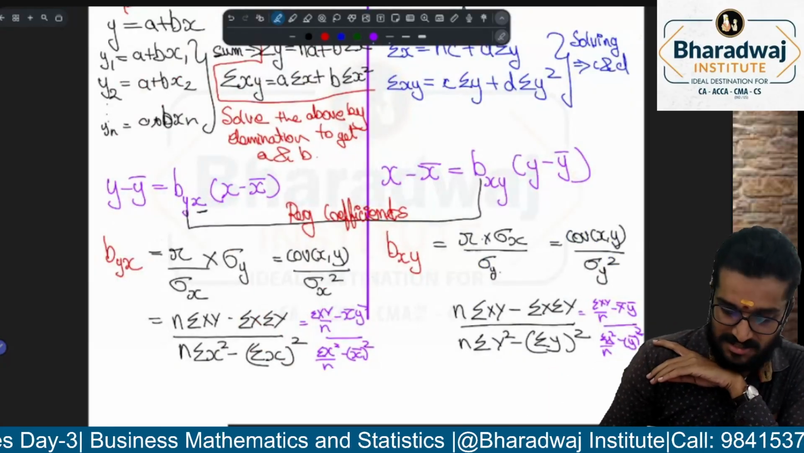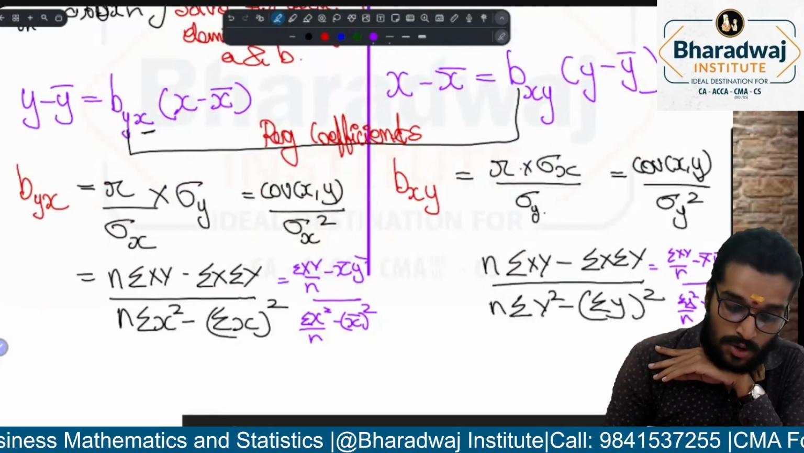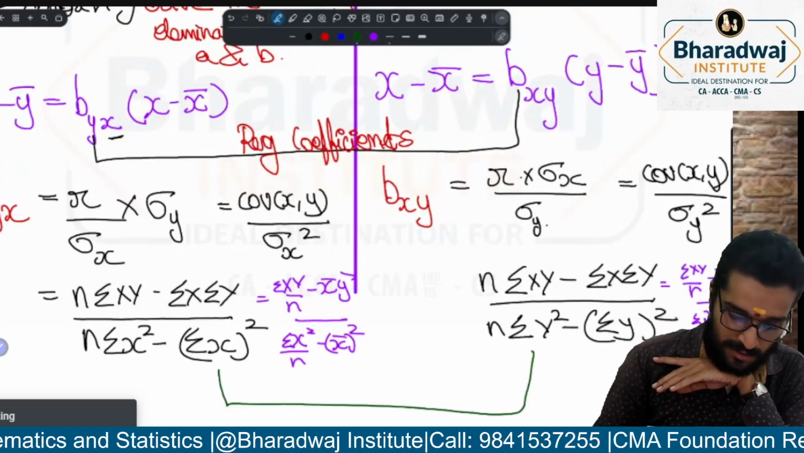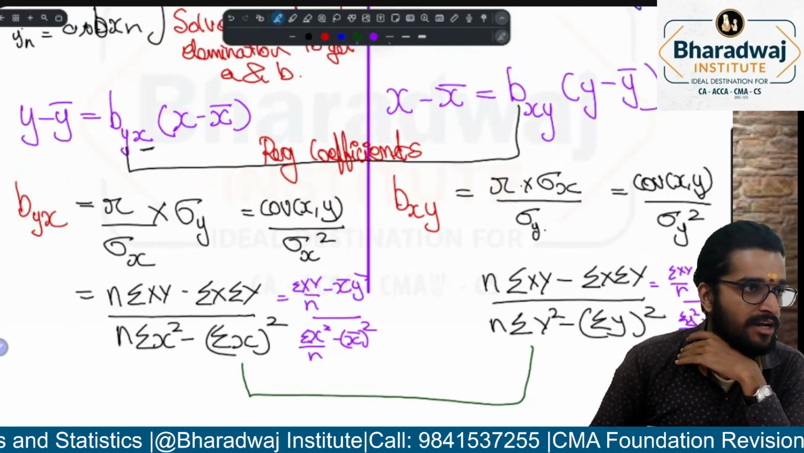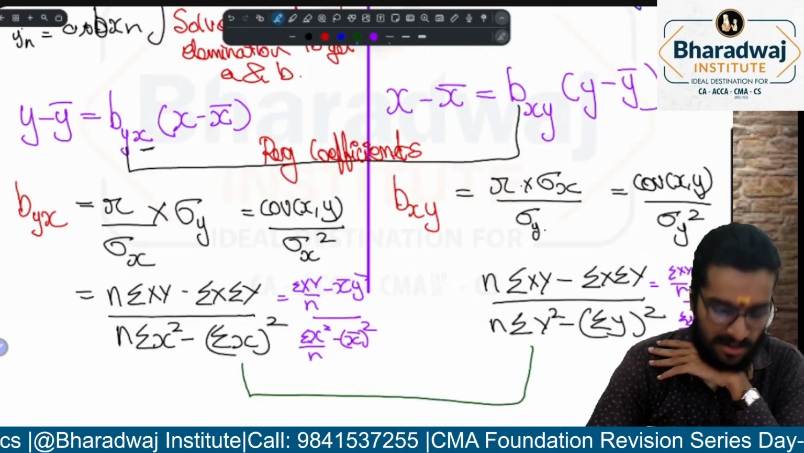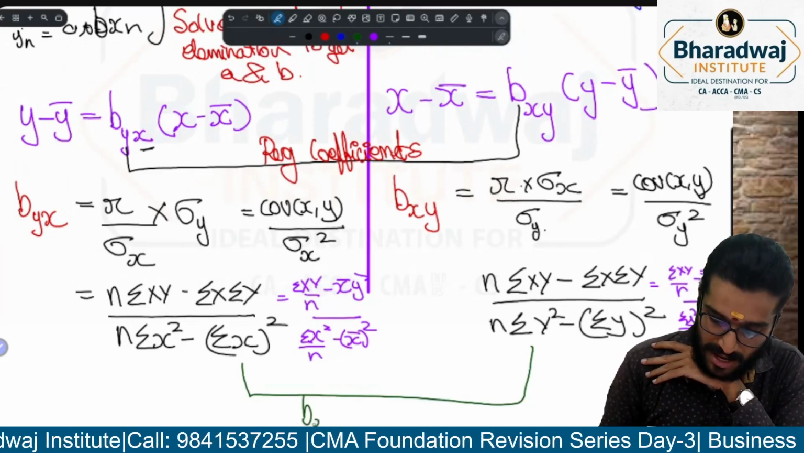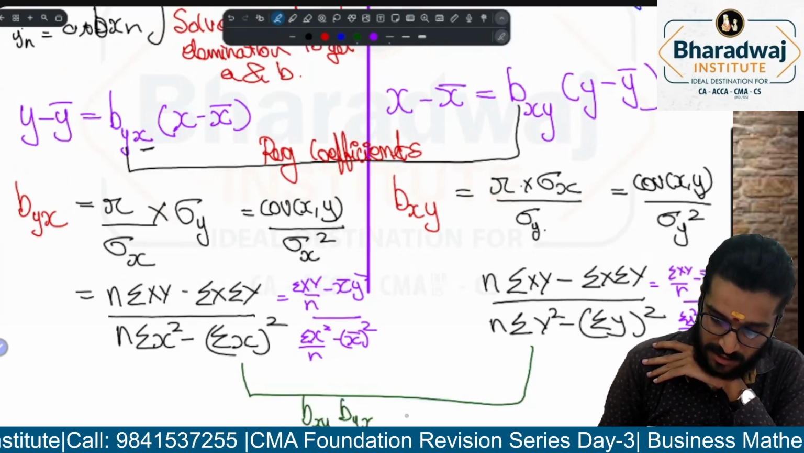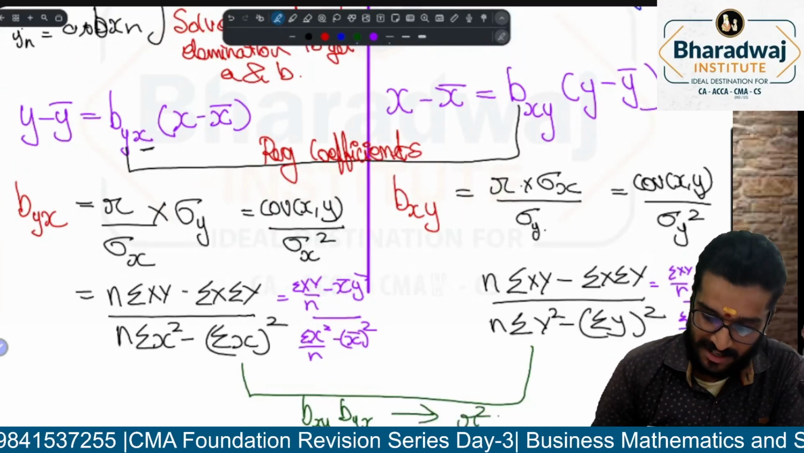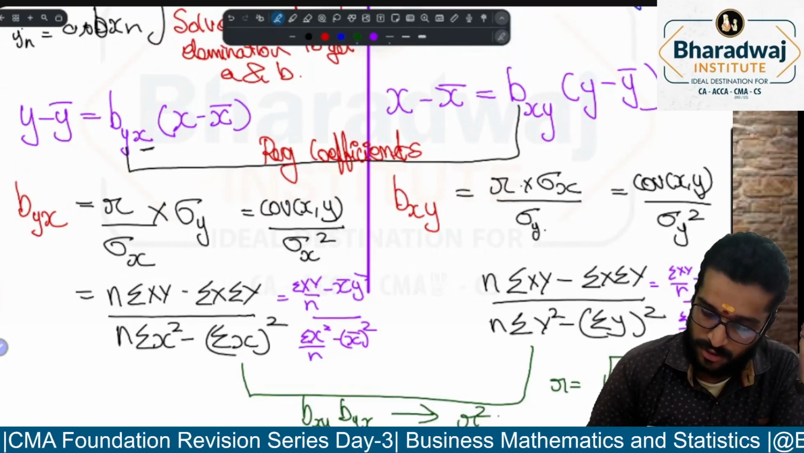Now we have discussed the regression coefficients bxy and byx. What will happen when we multiply these two? Both the numerators are same. The denominators give you the variance of x and the variance of y. So the product of bxy and byx will give you r square. So in order to find r, you can just take the square root of the regression coefficients.